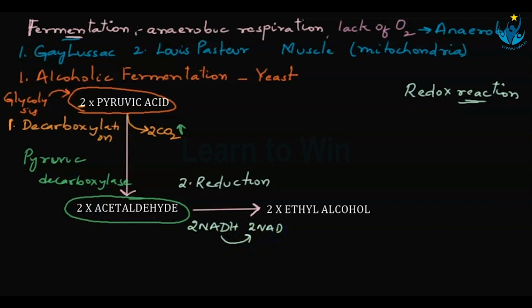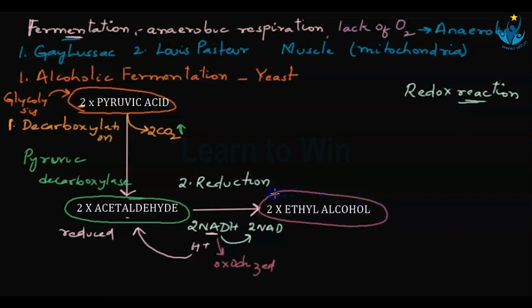So 2 NADH will get converted into 2 molecules of NAD. And what is it doing at that time? When it is getting converted, it will release the hydrogen molecules which will go to the acetaldehyde. So acetaldehyde is getting reduced, and NAD, what is happening to it? It is getting oxidized. So that is why we call it a redox reaction. After that you have the formation of two molecules of ethyl alcohol.